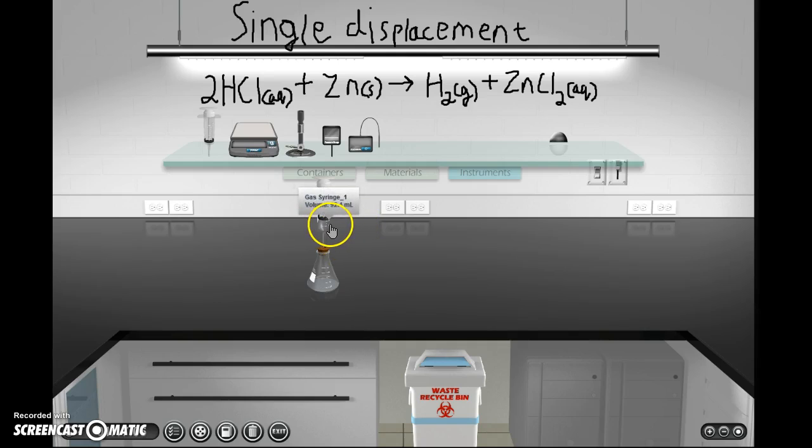At this point, you can now record all the data you've collected and also do your calculations to find out how much zinc chloride has been produced compared to the theoretical amounts. Okay, that will conclude our experiment.